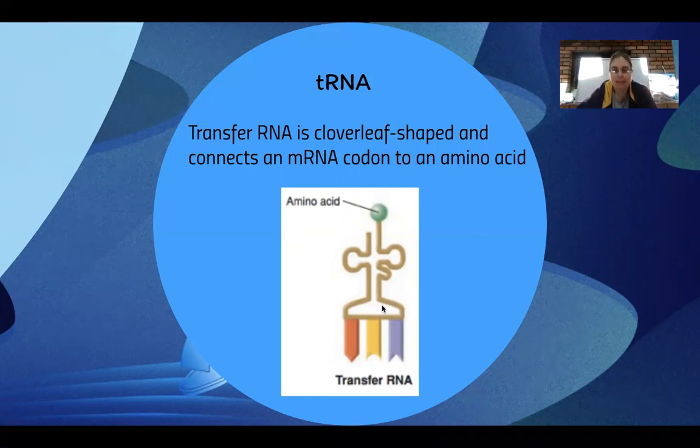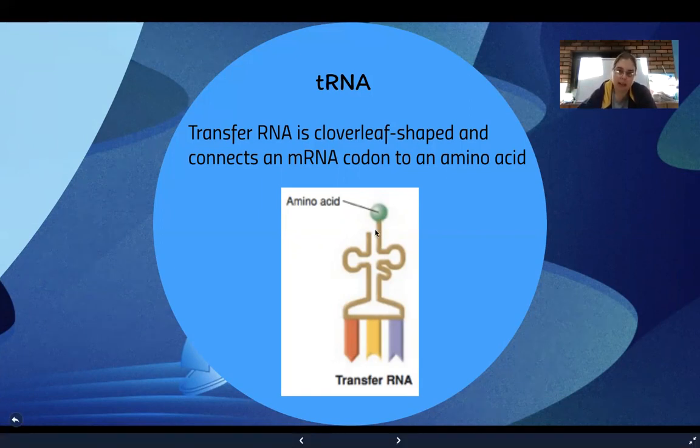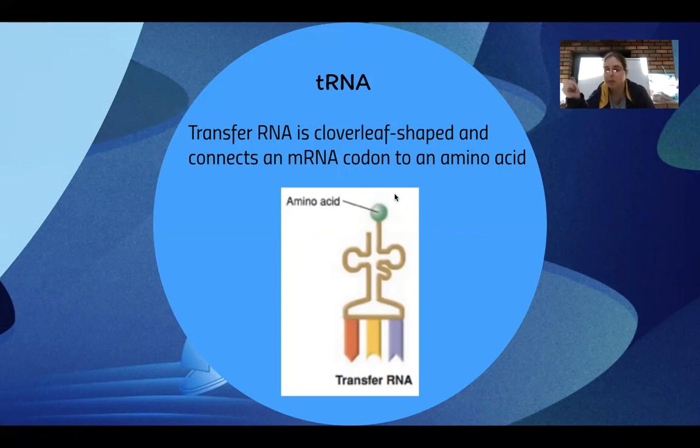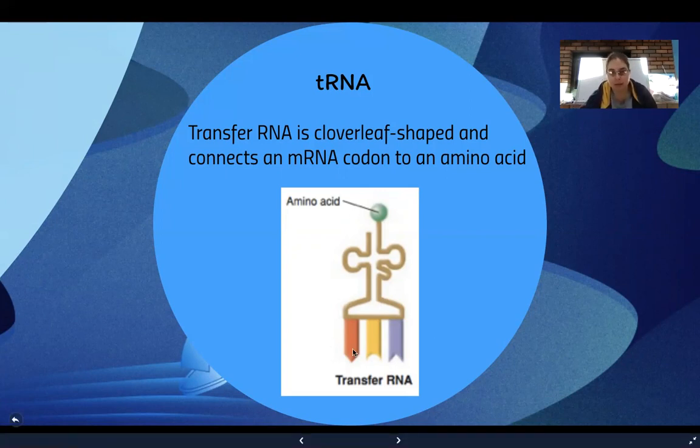But what this is, on one end, on the top end, it is connected to an amino acid. And it's going to bring that amino acid down to the ribosome. Now it knows where to attach to the mRNA because of those 3 bases at the bottom. See that right there?